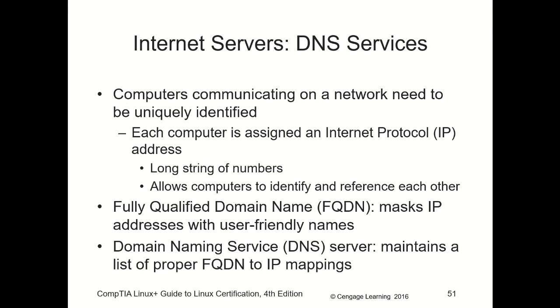Internet servers, the DNS services. The computers communicating on a network need to be uniquely identified. Each computer is assigned an Internet Protocol address, IP address. A long string of numbers allows computers to identify and reference each other. The fully qualified domain name, FQDN, matches IP addresses with user-friendly names. The Domain Name Service server maintains a list of proper FQDN to IP mappings.